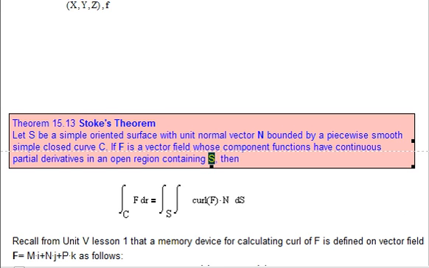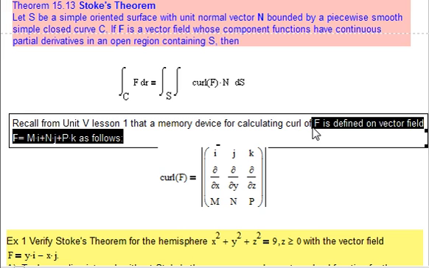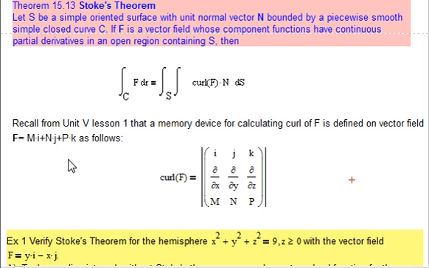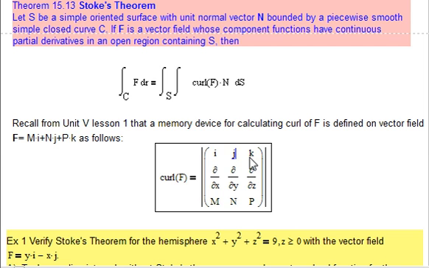So, recall from an earlier unit, actually unit 5, lesson 1, the memory device for calculating curl of F on a vector field F equals Mi plus Nj plus Pk is as follows. We have i, j, and k across the top row, partial with respect to x, partial with respect to y, partial with respect to z across the middle row, and M, N, and P, all functions of x, y, and z across the third row.